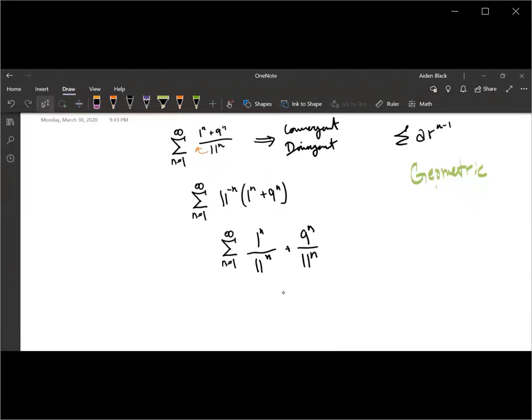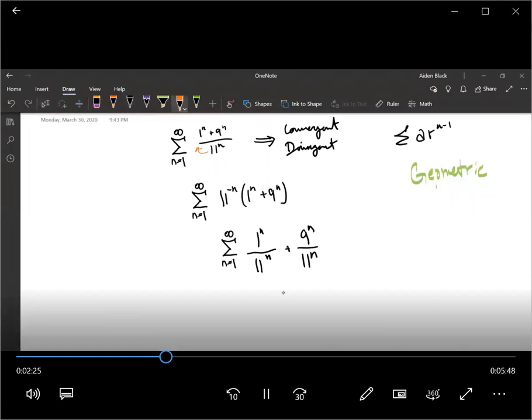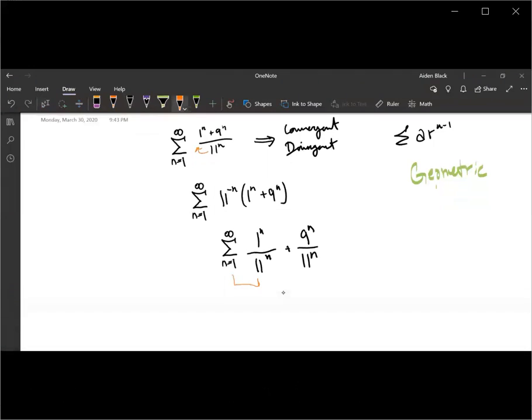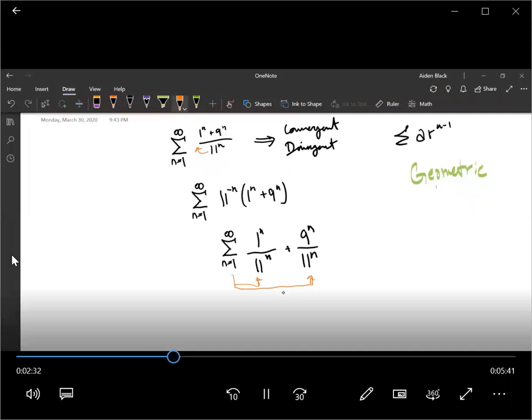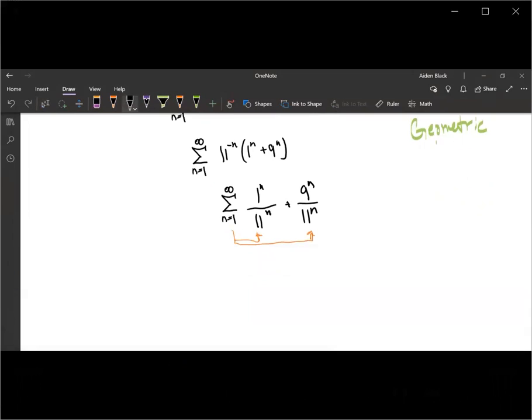So here we have two terms now. We're looking a little bit closer to our geometric form. What's cool here is we can actually distribute our summation across both terms. So we'll have the sum of the series, n is equal to 1 to infinity, 1 to the n divided by 11 to the n, plus the sum of the series, 9 to the n divided by 11 to the n.